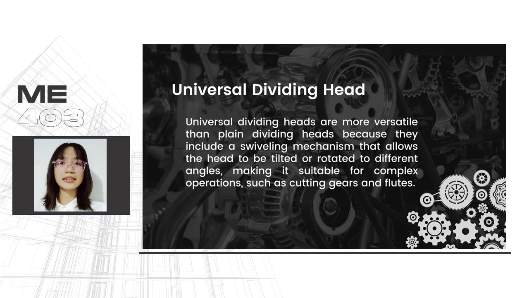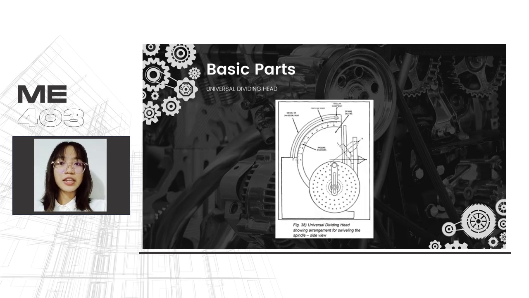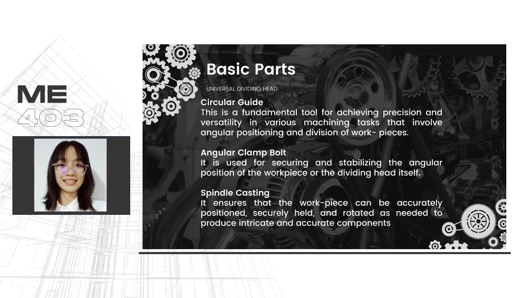Next is the universal type. What sets a universal dividing head apart from a plain dividing head is its versatility and additional features. A universal dividing head stands out with its versatility and swiveling mechanism for cutting gears, flutes, and various tasks at different angles, making it ideal for complex operations.